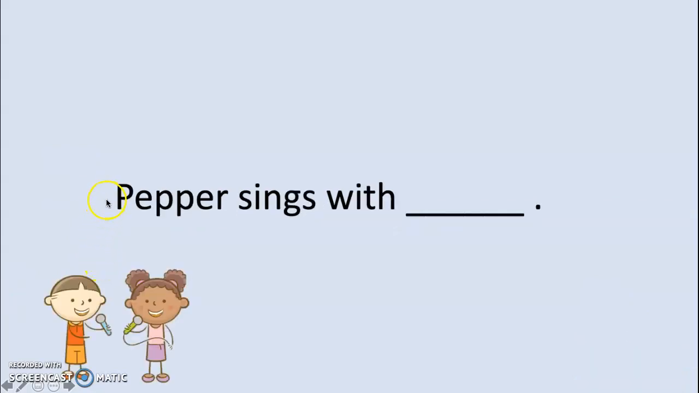Read this one out loud. It says, "Pepper sings with ___." What pronoun could you use to complete this sentence? Well, first of all, I see an action verb right here, sings. Pepper sings with ___. That gives me a hint. Remember, you use the pronoun me after an action verb. So it says, Pepper sings with me.